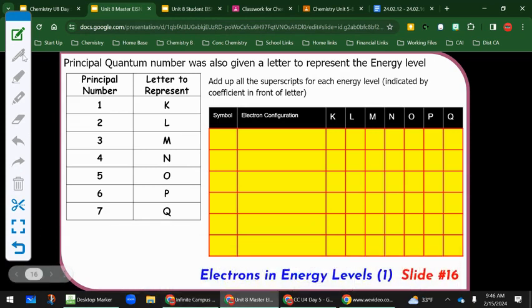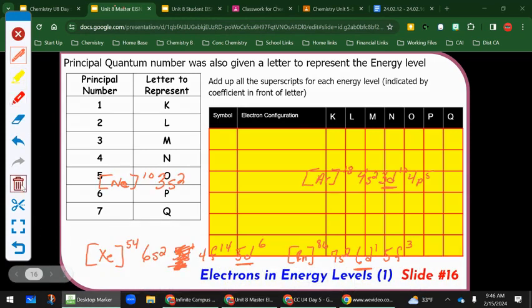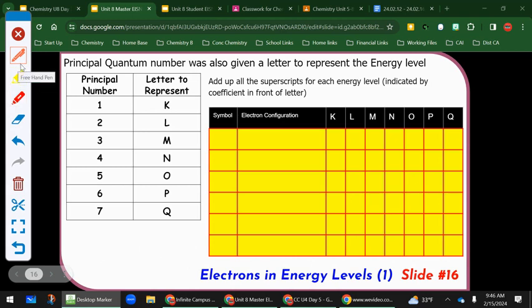What's the first one that came to your mind? Oxygen, symbol O. The electron configuration, 1s2, 2s2, 2p4. Correct? Yep. You buying that? I buy that. Okay, good.